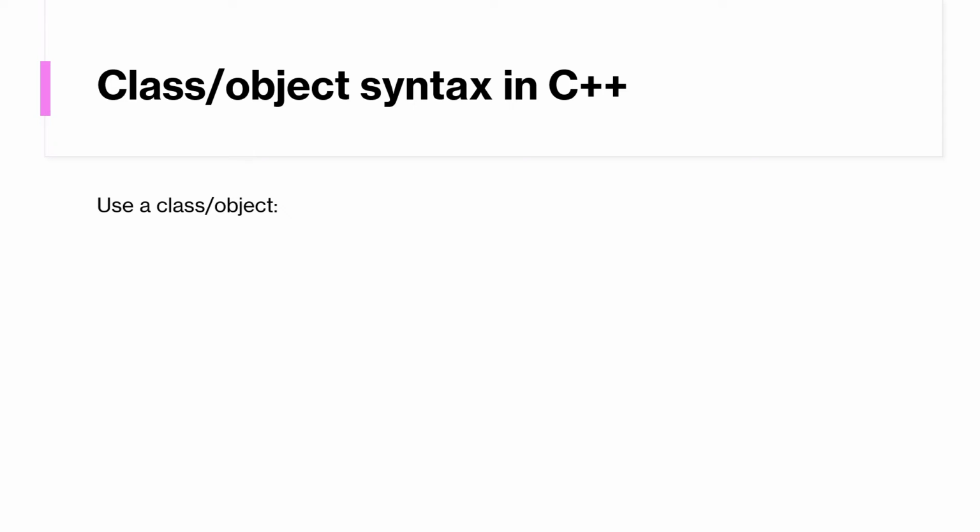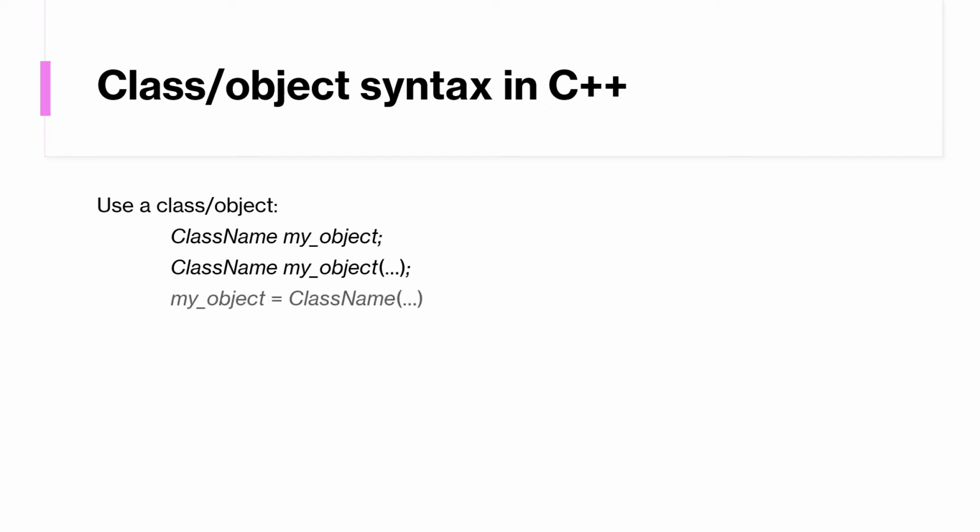How do we use a class object? Well, we can declare one as simply ClassName myObject, or we can say ClassName myObject and in parentheses put all the parameters needed for the constructor. Some objects require parameters to construct them. Some objects work either way. The string object that we've worked with before, you can say string myString, or you can say string myString and put an initial value for the string in the parentheses.